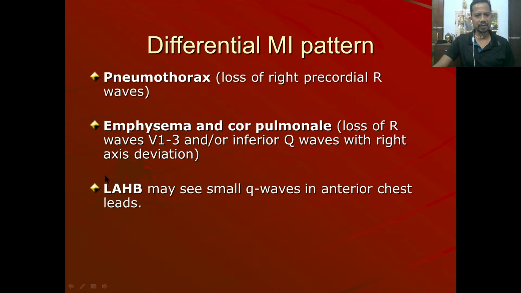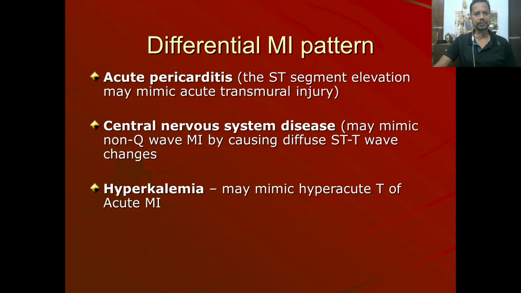So pneumothorax, emphysema, cor pulmonale, LAHB can also cause small Q waves in anterior chest leads. You should remember there is a deep S in lead 2, lead 3, LAD, and Q waves have appeared which were not there before. But still you think of MI, think of the worst diagnosis, rule it out. No problem, no shame. You can be wrong in a diagnosis, keep the diagnosis of MI first, and if it is just pure LAHB causing Q waves, fine, no problems. Let people laugh, but you have saved a life.